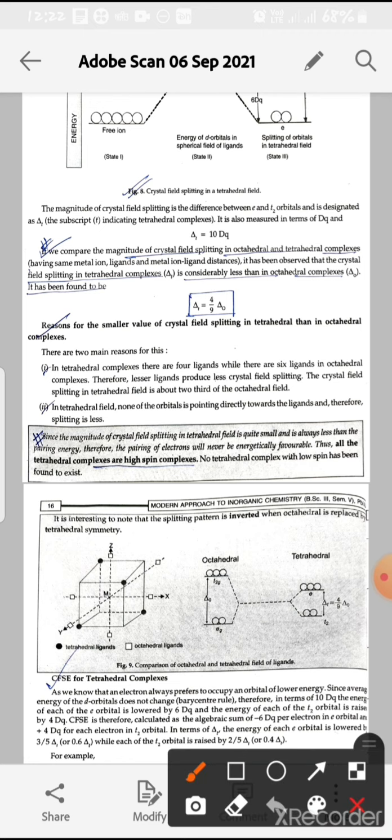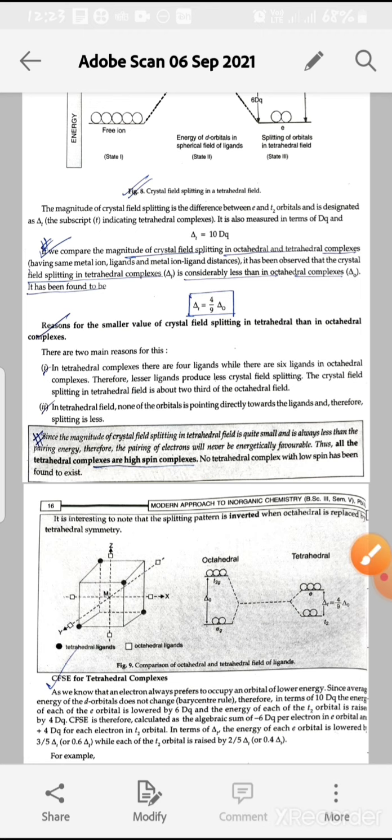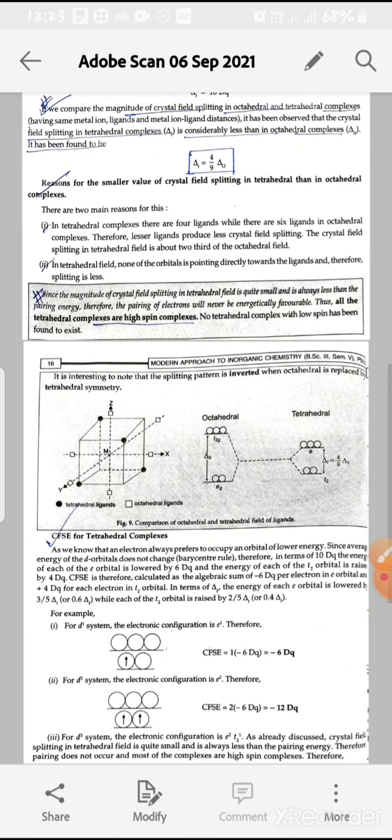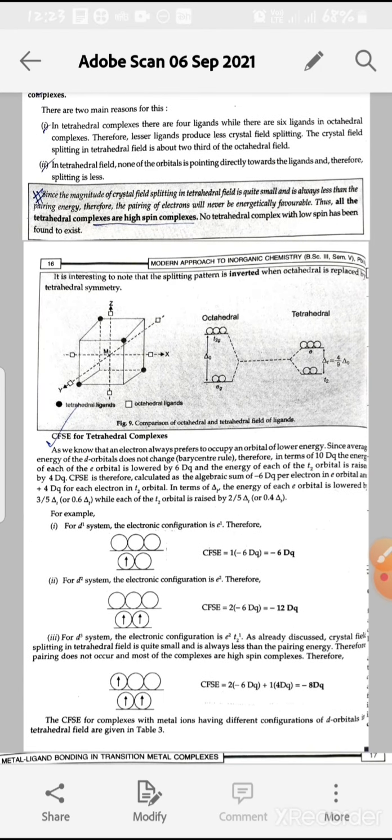And the next question is, why do tetrahedral complexes always form high spin complexes? Because as we learned, in case of tetrahedral complexes, crystal field splitting is less, and it is even less than the pairing energy. Therefore pairing of electrons will not be energetically favorable, and there will be no pairing of electrons. If there is no pairing of electrons, they always form high spin complexes. So that's why tetrahedral complexes are always high spin complexes. So these are the three important questions.